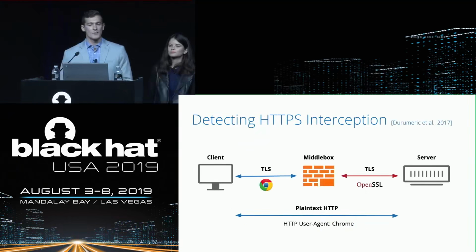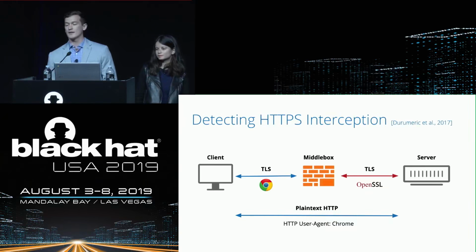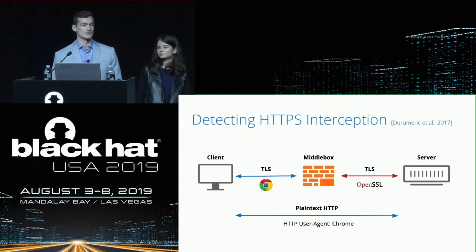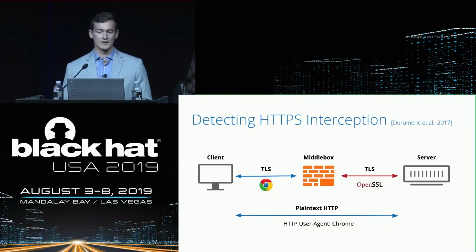Great, so now we'll describe how a server can detect when an incoming client connection may have been intercepted using a technique described by Durumeric and others in a 2017 paper. In this example, we have a Chrome client connecting through a middle box to the server, and the middle box is using OpenSSL as their TLS library. To intercept the connection and read the plaintext HTTP content, the middle box acts as a server and terminates the TLS connection from the Chrome client. And then it establishes a new TLS connection using OpenSSL to re-encrypt the HTTP traffic to the server.